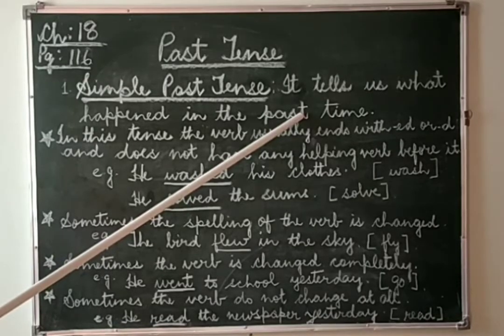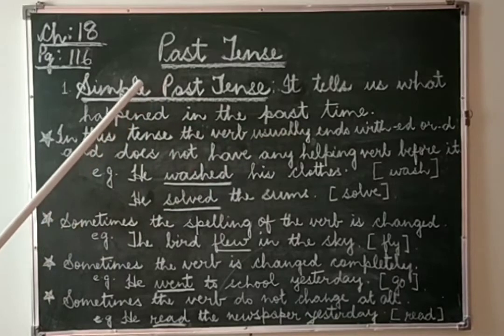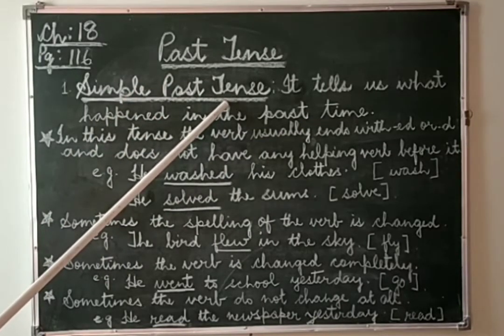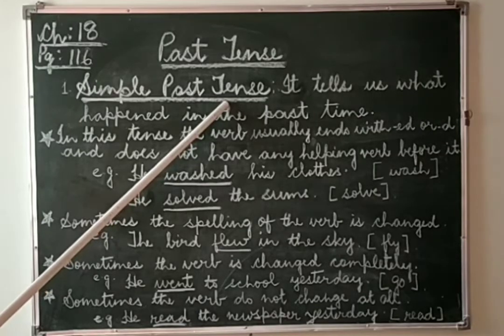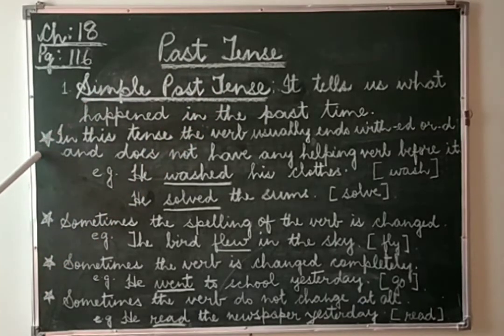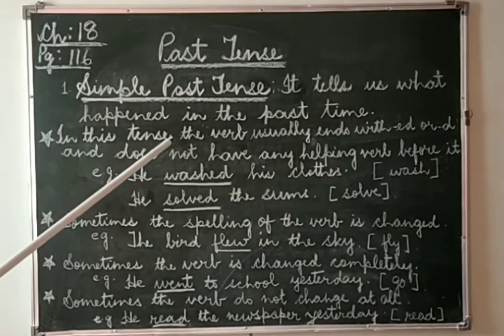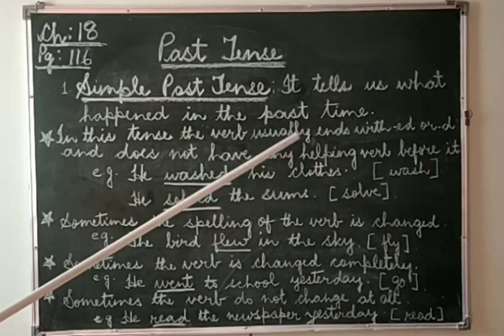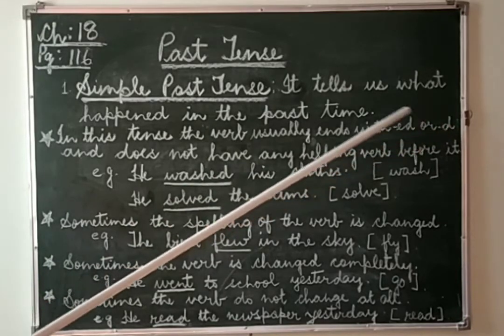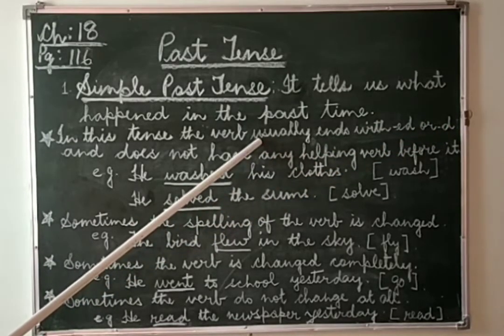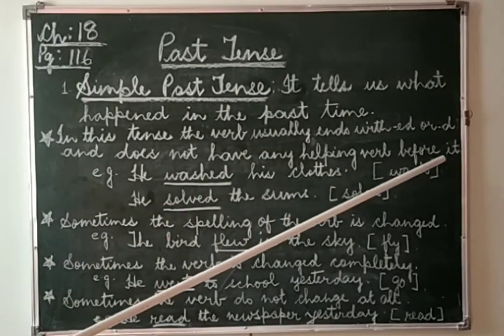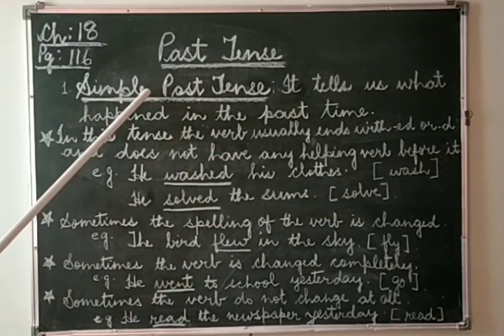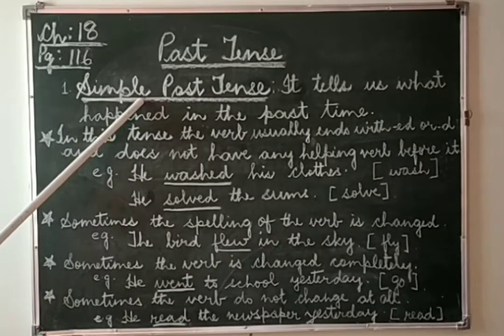How will you identify whether the verb is in the simple past tense? For that, you need to look for certain things. And what are they? The first thing that you are going to look for is that in this tense, the verb usually ends with ed or d. Usually, not always, but most of the time. And it does not have any helping verb before it. So in simple past tense, we never have any helping verb before the main verb.